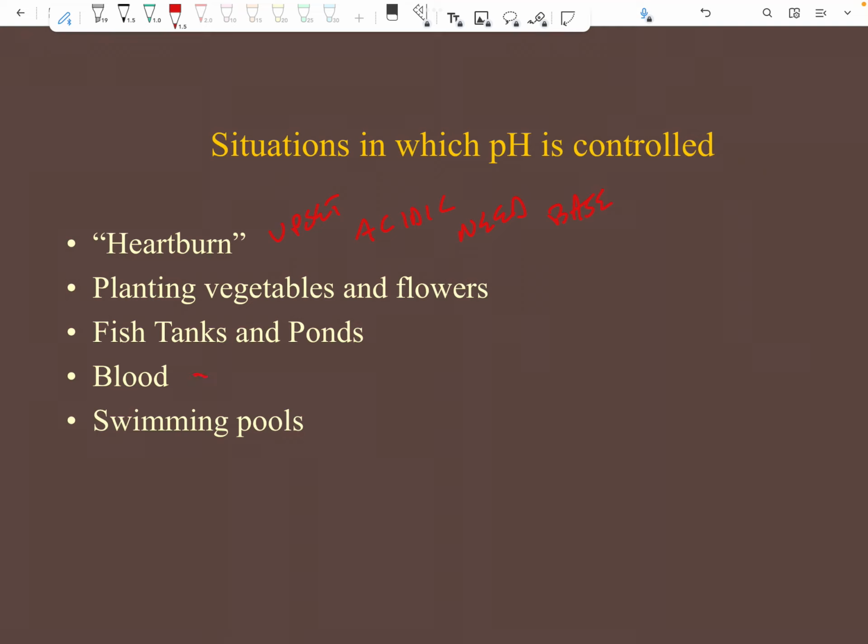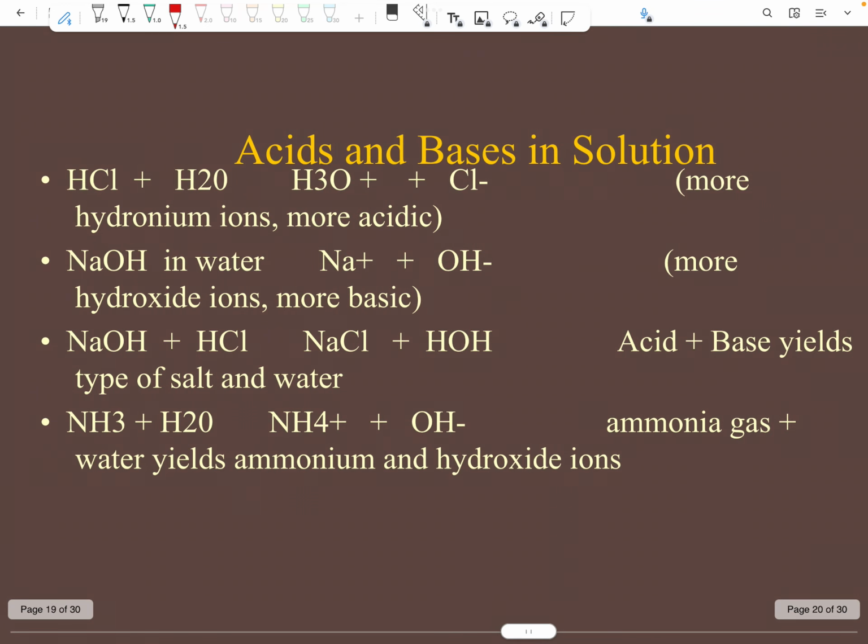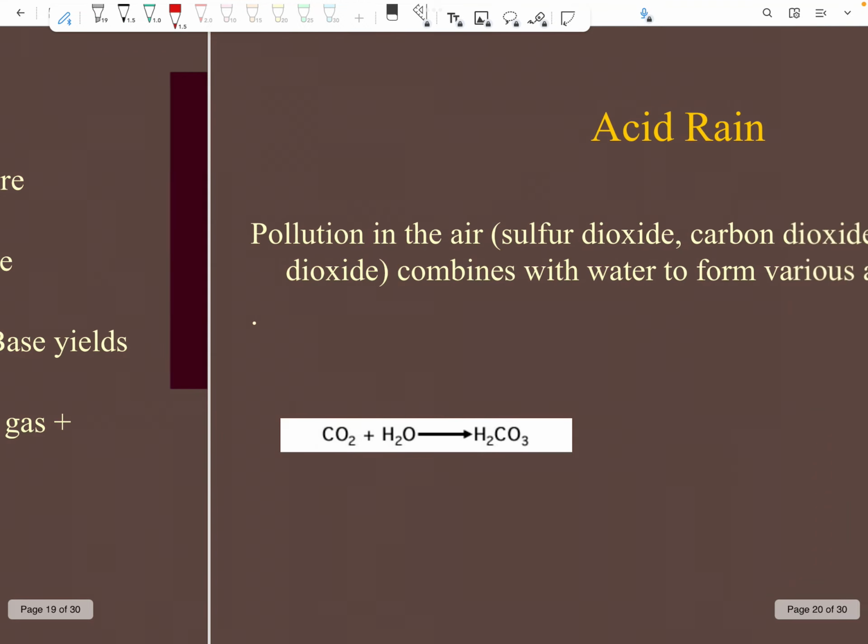Blood, you want to have a slightly basic pH for blood. And swimming pools, you don't want an acidic swimming pool, you want something that is basic or alkaline, but not too much, because that's really going to be irritating to your skin and to your eyes. Okay, so these are your acids and bases in solution, and these are the equations for them. Right in the blanks there we have the yield sign. Just some information for you, and we'll practice that later on.